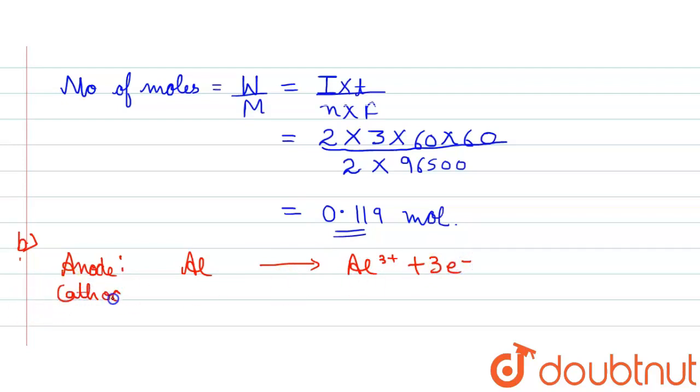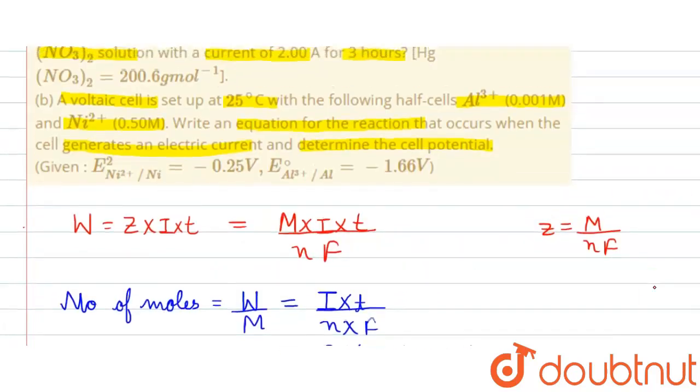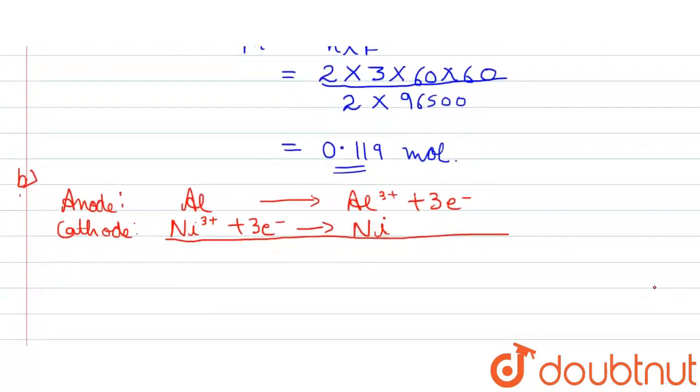And at the cathode the nickel will be reduced. At the cathode, the nickel 2 plus ion will be reduced to Ni, that is nickel, by gaining 2 electrons. So if we write the overall reaction, here the nickel is 2 plus, as we are given in the question that Ni 2 plus, so here nickel will be 2 plus.